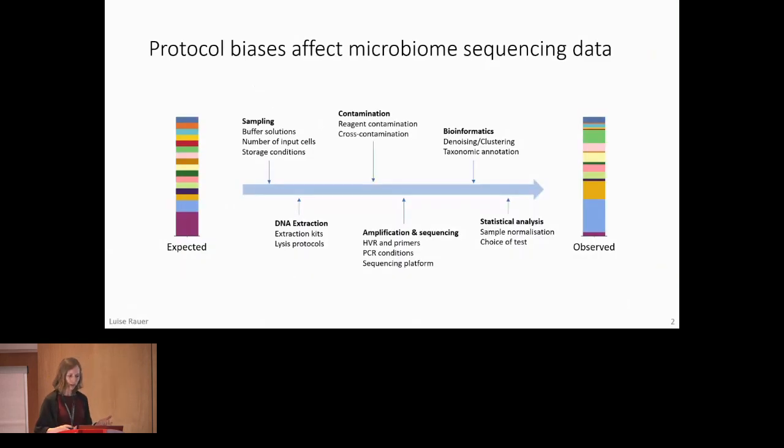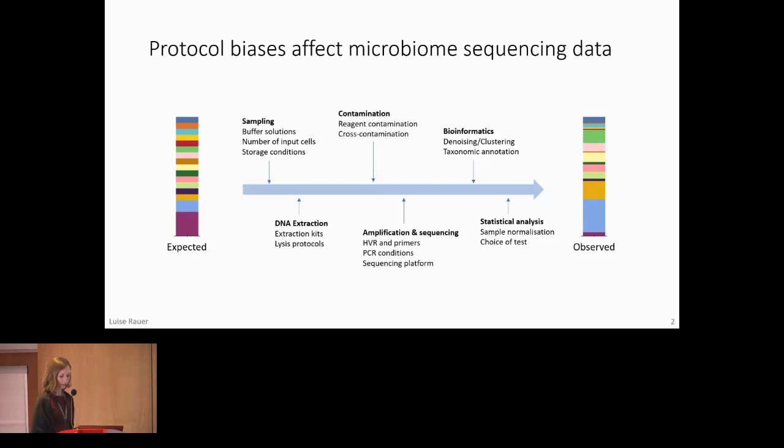So whenever we do microbiome sequencing, our data are basically distorted by multiple biases that we introduce in the sample processing. So basically, we can introduce biases during the sampling, during the DNA extraction, during amplification and sequencing, and even our bioinformatic and statistical choices affect the results that we get in the end. So basically, our observed composition of the microbiome almost never represents what we expected in the beginning.